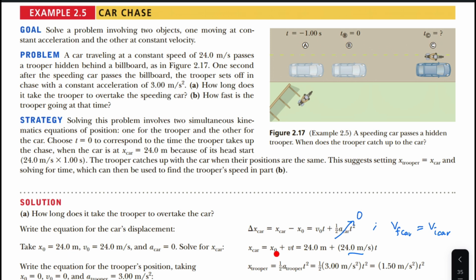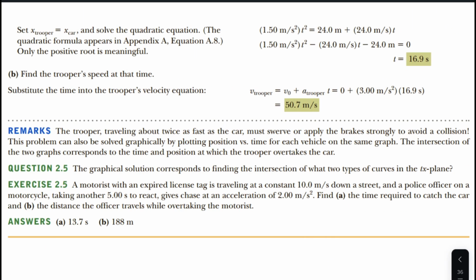this one going to be 0, isn't it? This one going to be 0, and this one going to be 0. We're left with half A trooper T squared. See, you will have this equation.